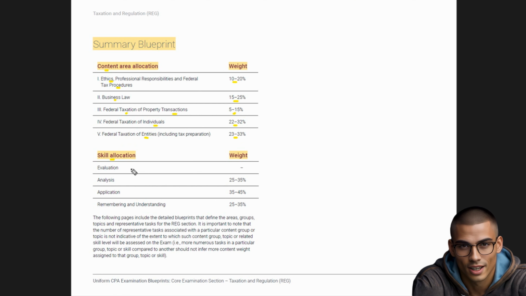And as far as the skill allocation, you have remembering and understanding, which is going to be 25 to 35% of the content on the REG exam. You have the application of principles, which is going to be 35 to 45%. This is the largest section here. You're going to need to know how to apply the various principles related to taxation. And you have the analysis section, which is going to be 25 to 35% of the exam weight. And evaluation, they do not include that as part of the REG exam.